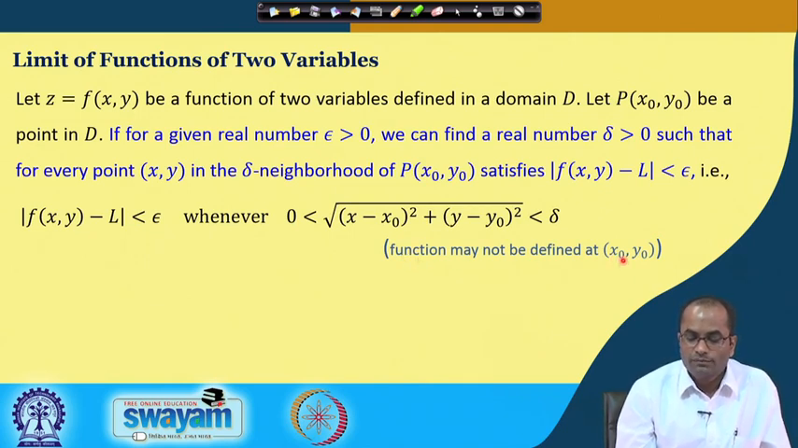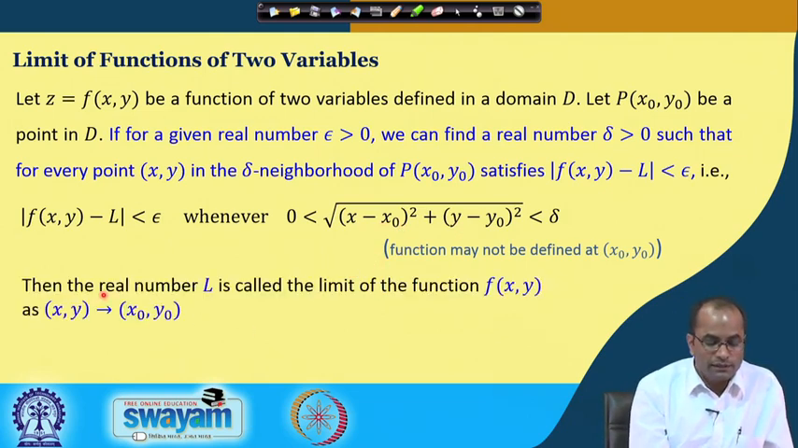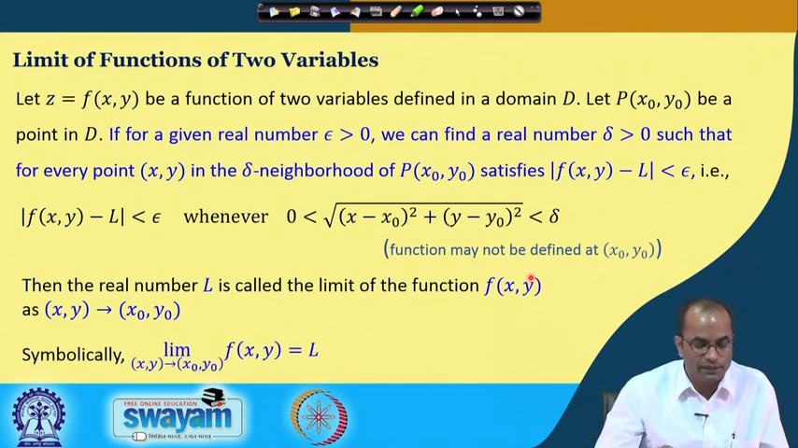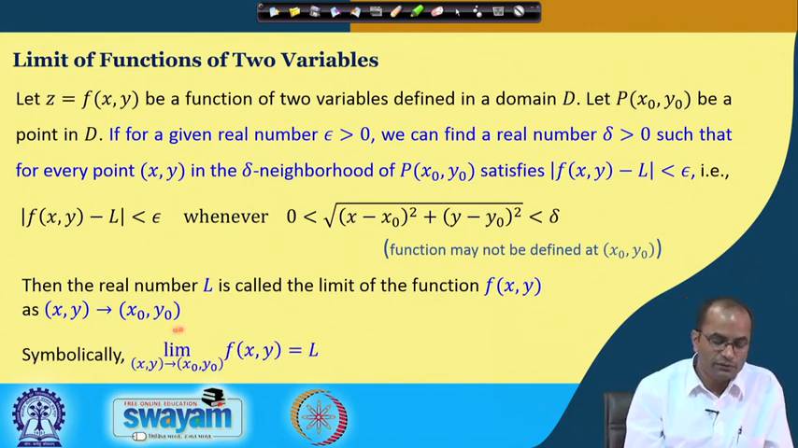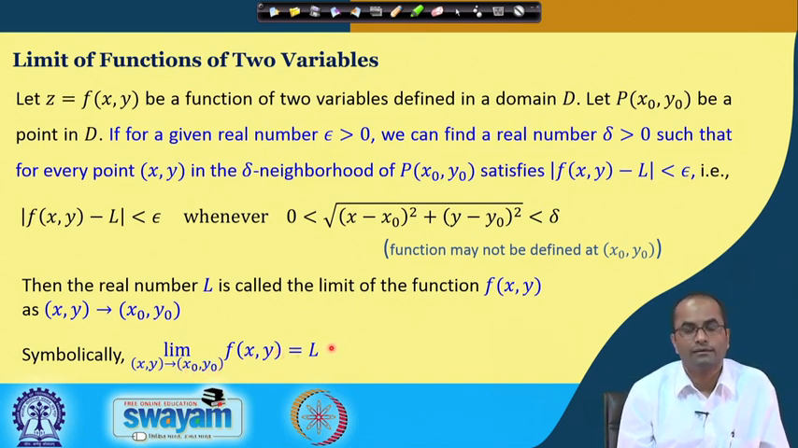Again, the function may not be defined at x naught y naught for the existence of this limit, and therefore we may exclude x equal to x naught y naught. And then this real number L is called the limit of the function f(x,y) as (x,y) goes to (x naught, y naught). Symbolically, we denote again the limit as (x,y) goes to (x naught, y naught) of f(x,y) is equal to L.